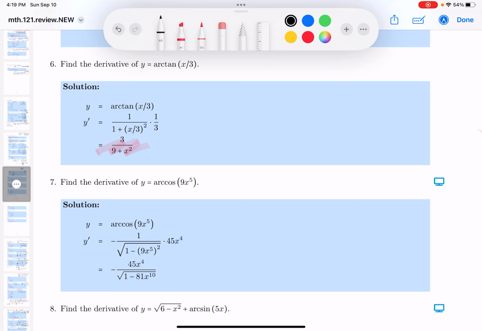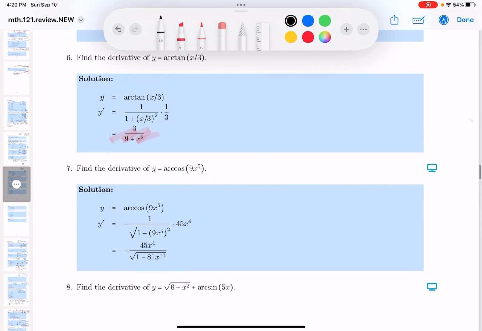All right, we're on number 7 now. It says, find the derivative of the arc cosine of 9x to the 5th power. We involve the chain rule, but also knowledge of the derivative of arc cosine. So let's write this over here.